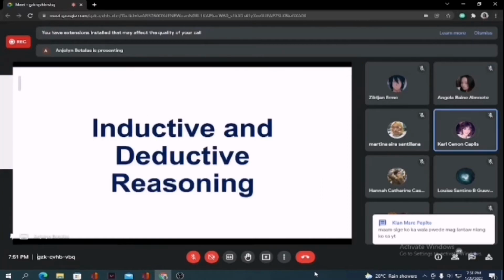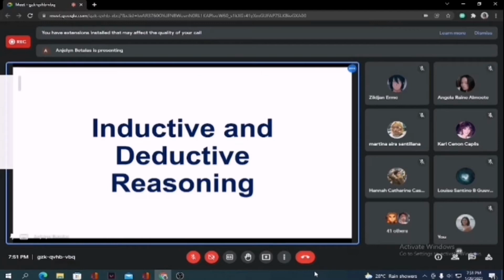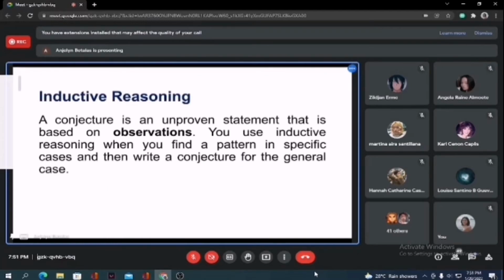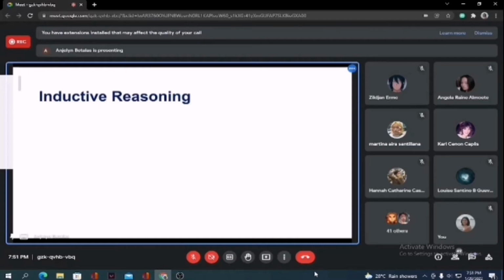Next, inductive and deductive reasoning. A conjecture is an unproven statement that is based on observation. You use inductive reasoning when you find a pattern in specific cases and then write a conjecture for the general case. So there's a pattern, then you're making a conjecture out of it. It has not been proven yet.